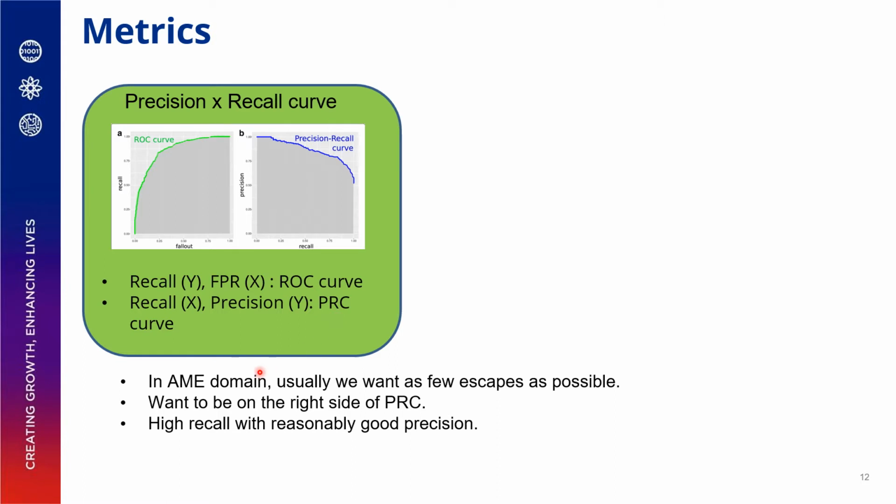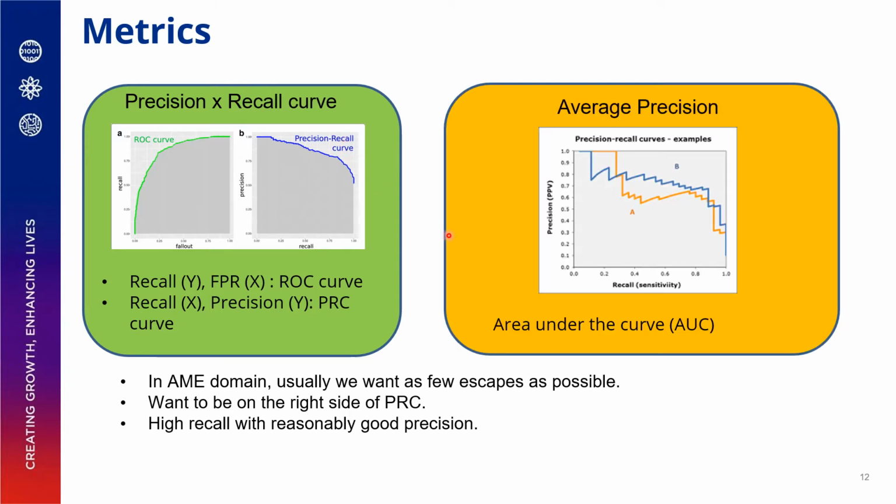So in the AME domain, we want as few escapes as possible, so you want to stay closer to this region over here. But ideally, you want your precision to be as high as possible as well. Generally speaking, if you come up with an algorithm and plot your precision-recall curve, and it looks like this, and your baseline method that you're comparing against has a precision-recall curve like this, how do you identify which algorithm or model works better? In some cases, your baseline method gives you better results. In some cases, your method gives you better results.